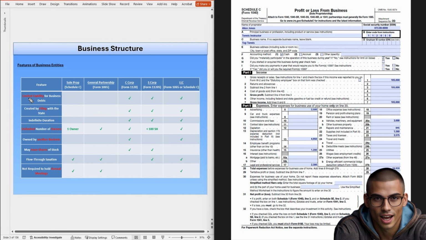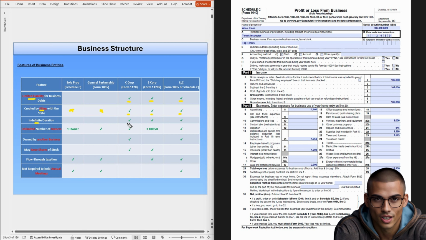Owners have a limited liability for debts and obligations of the business. That applies to C corporations, S corporations, and LLCs. Created by filing with the state. You have to file with the state in order to create a C corporation, an S corporation, and an LLC. You don't need to in order to have a general partnership or a sole proprietorship. That's one of the reasons that you don't get this limited liability, because you didn't have to file with the state. Whereas these three did, so they get that limited liability.